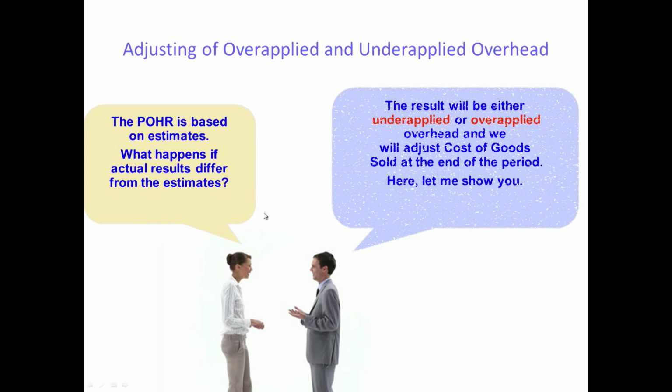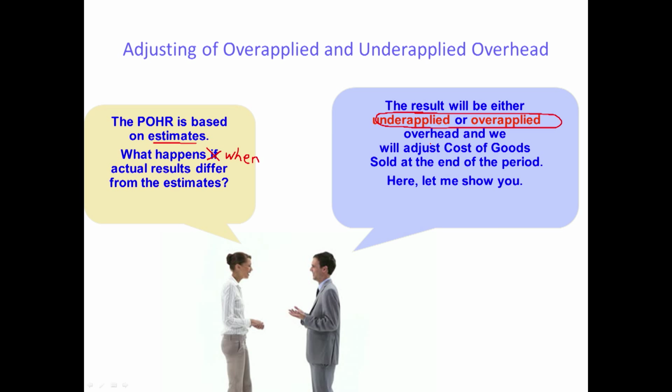Now, this lady says the predetermined overhead rate is based on estimates. What happens if the actual results differ from the estimates? Well, actually, it's not if, it's going to be when, okay? The chances of you estimating both of those items exactly is just not going to happen, is it? Okay? So what happens when actual results differ from the estimates? The result is either under-applied or over-applied overhead, okay? We'll have either applied too much or too little.